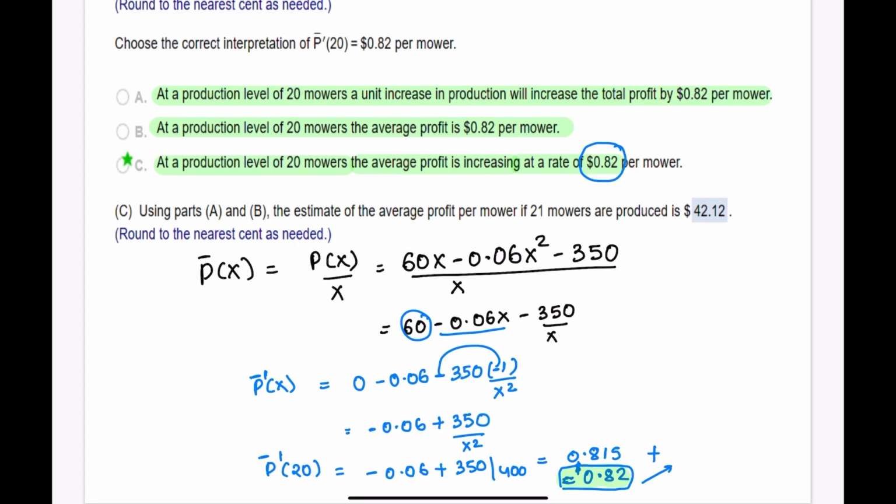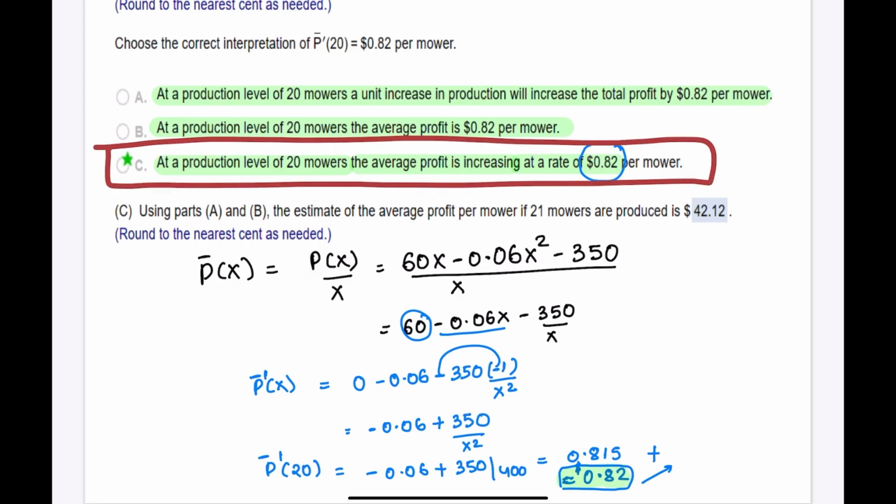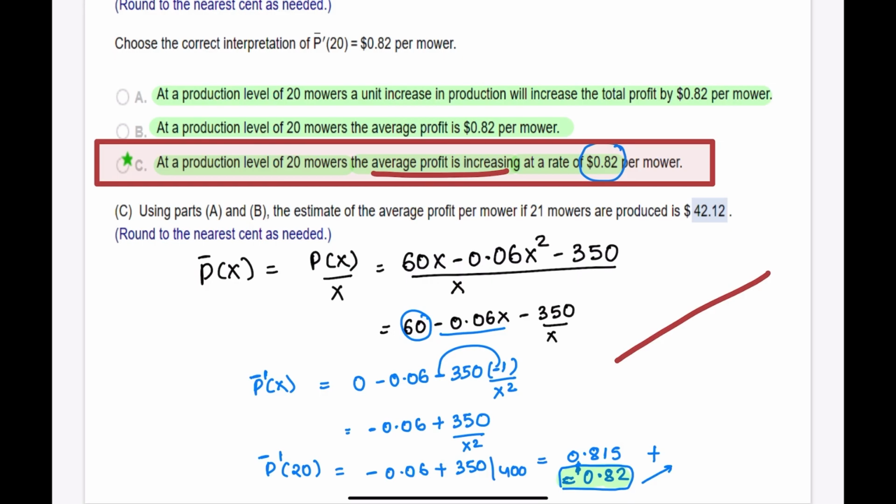So your option here is 0.82 because the average profit is increasing, the line's going up. At what rate? At the rate of 0.82. How do I know it's increasing? Because 0.82 is positive, and that's my slope, and the derivative is a rate of change, and that's how it's increasing. The change is positive.